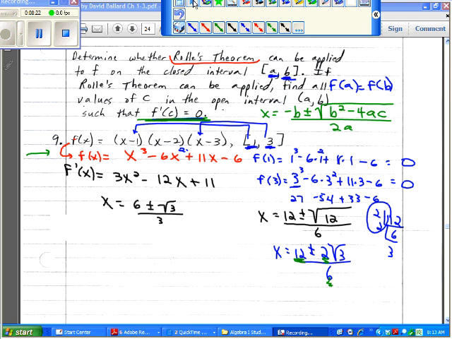These are the values of c at which the derivative is 0. And you could separate those into the plus and then the minus, or we can leave it like that. So there's our two answers. 6 plus square root 3 over 3 and 6 minus square root 3 over 3. Any questions on number 9? Okay.